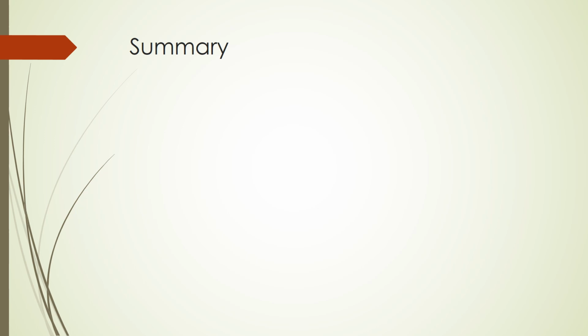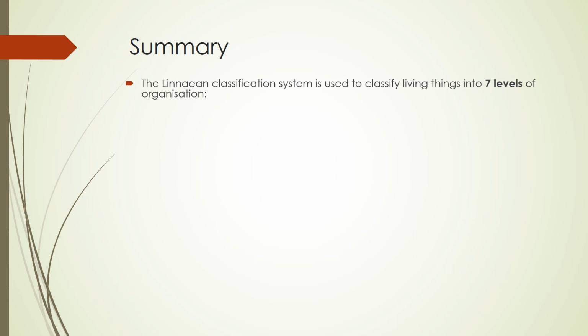Let's now go through a quick summary of everything that we've learnt from this lesson. The Linnaean classification system is used to classify living things into 7 levels of organization. Starting with the kingdom has the broadest and widest variety of different things within it. So for example, we're part of the animal kingdom, but so are jellyfish, birds, apes, lions, reptiles. We're all part of the animal kingdom. So it's the widest variety of different organisms. And then getting more specific, we have the phylum, class, order, family, genus, and then finally the species.